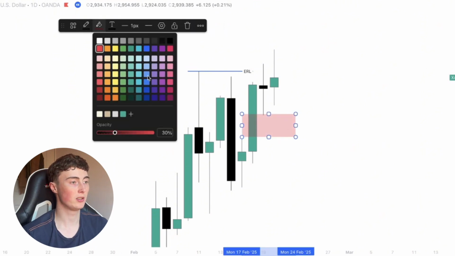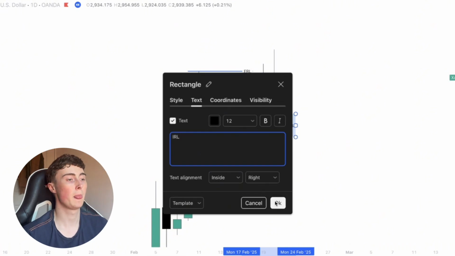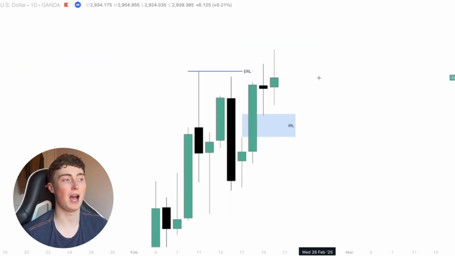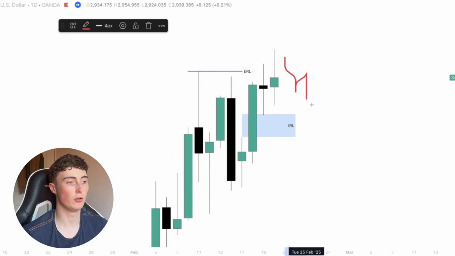But just because now I have the internal range liquidity target and I think it's going to go there, I'm not just going to start selling randomly. I have to wait for price to build that bearish order flow, right, on the 4-hour or the 1-hour, and then I can look to get in.